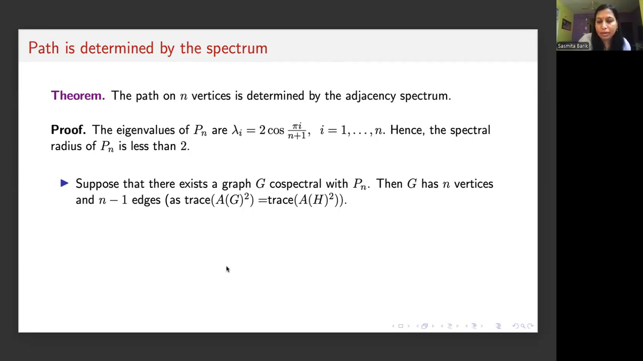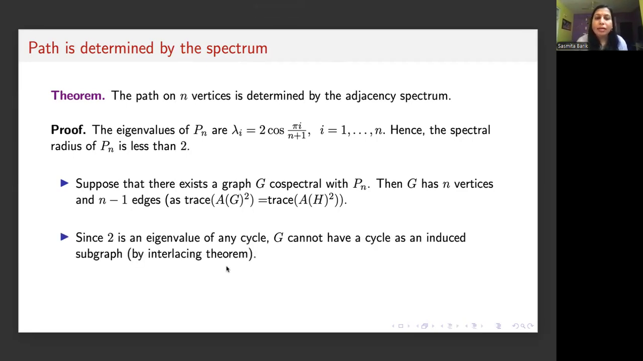That's coming directly. And then it cannot contain a cycle, because a cycle has 2 as the spectral radius. So if G contains a cycle as an induced subgraph, then using the interlacing theorem, the spectral radius will increase for G. So it cannot contain a cycle as a subgraph. So G has no cycle, so G will become a tree.